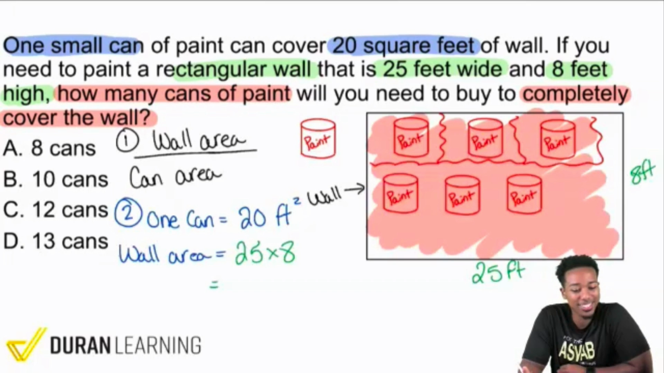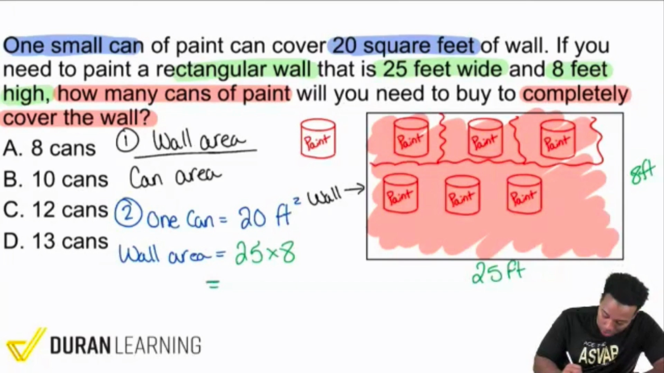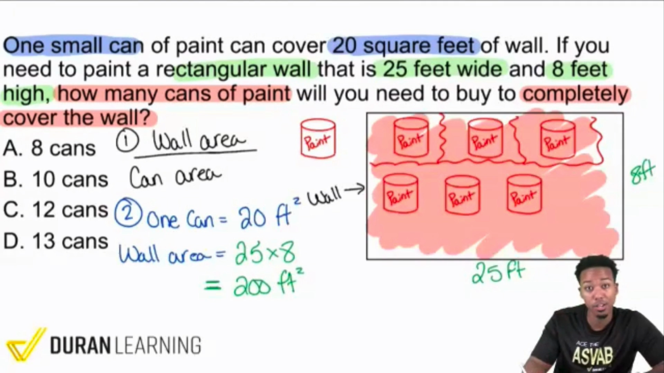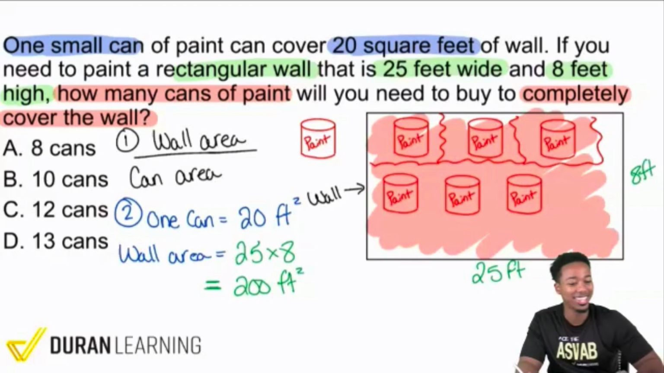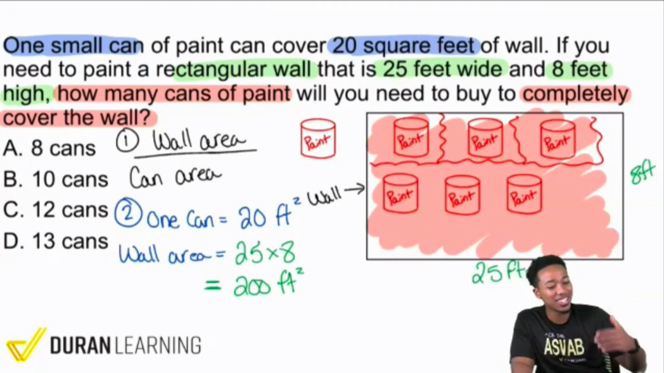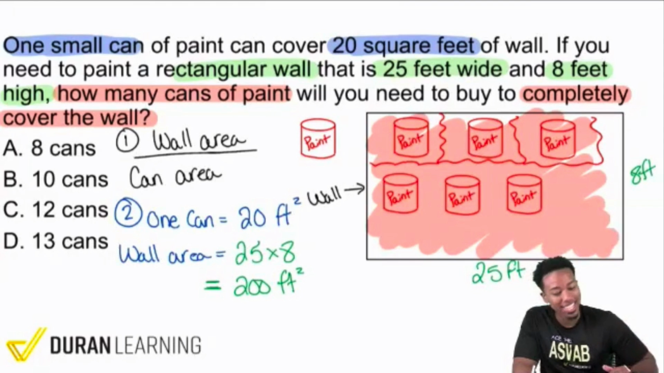It's all good, Kayla. Thanks for letting me know. So yeah, it's going to be 200. That's right. The area of the wall is going to be 200 square feet. Shame on y'all for not including units. I'm looking at you specifically, Kevin, since you were the first. But yeah, it's going to be 200 square feet.